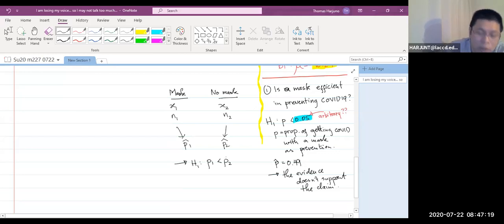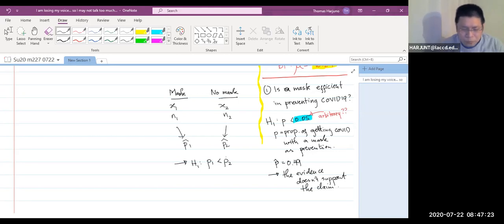So saying that a mask is preventing COVID-19, if the claim is phrased that way, is a mask efficient in preventing COVID-19, then you need to compare that with a certain number, of course, because that's the claim. The claim is, is it efficient? And it turns out to be no, it's not efficient.